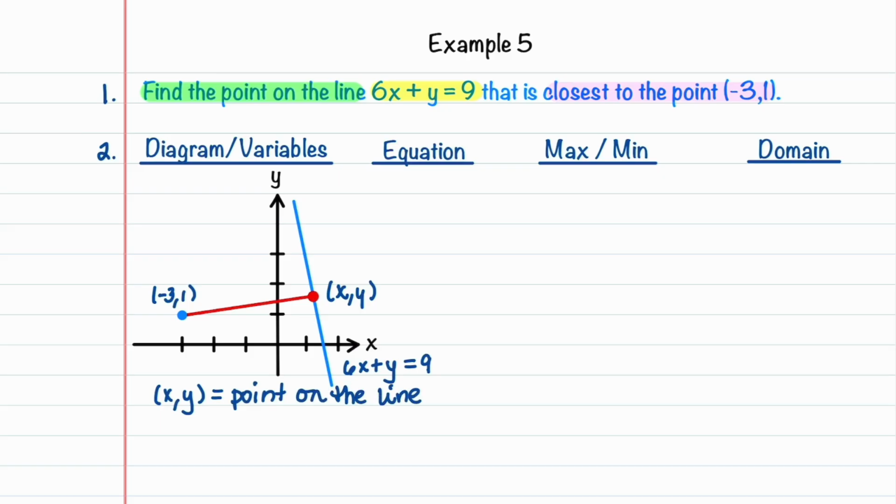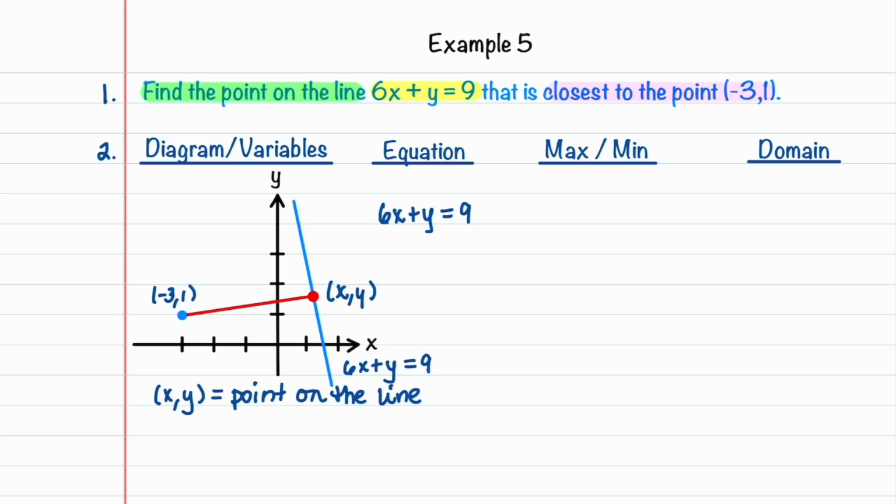It's always good to write that down in words. Now what we're going to do is write down the equation that relates x and y. And that's actually the equation that we already wrote down, and it's the equation for our line, 6x plus y is equal to 9. And we'll come back to that in a minute.